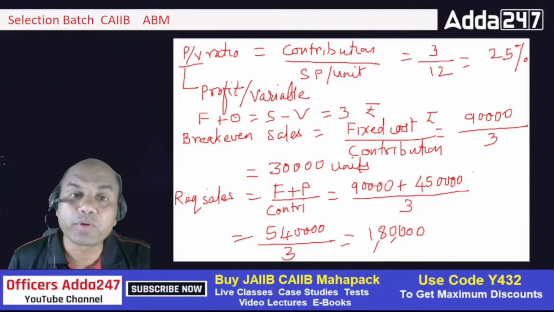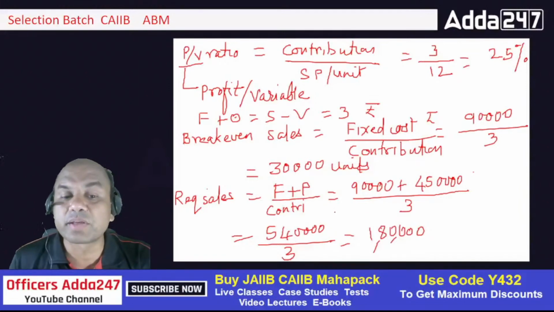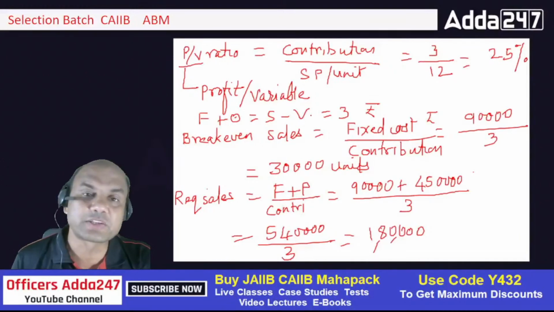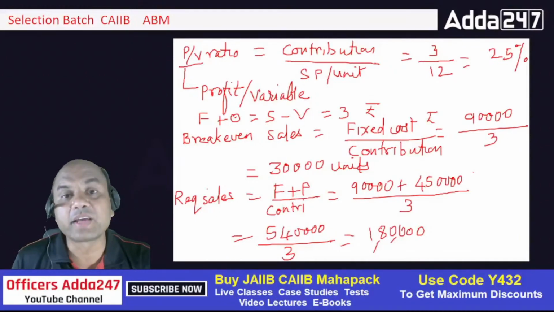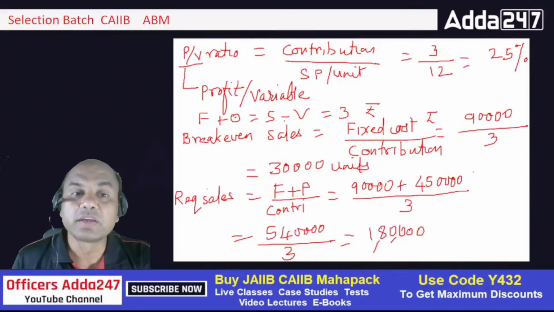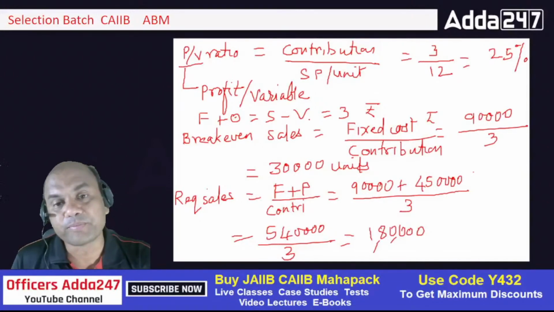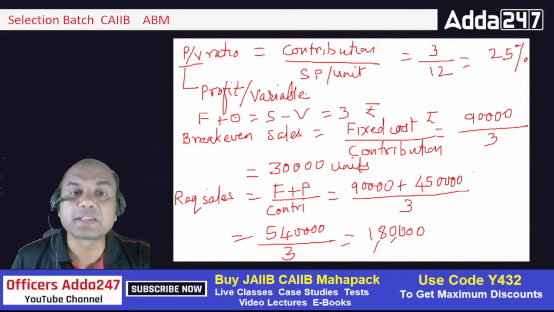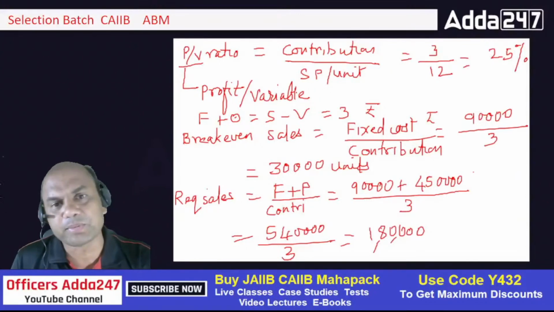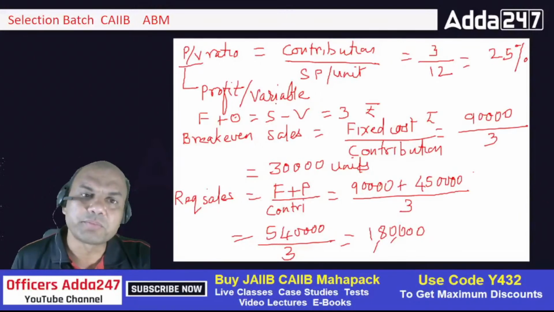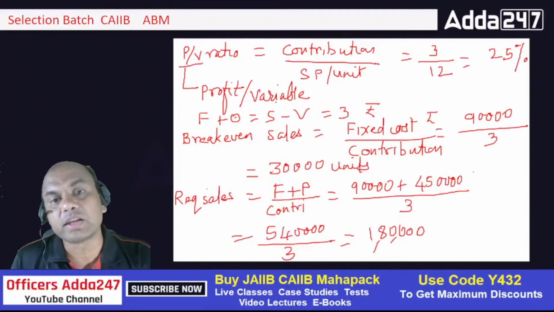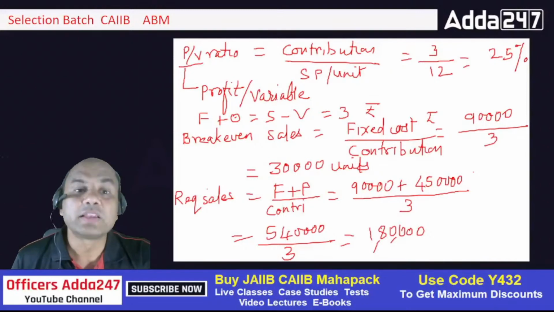So this is the main point. If you are in any company, you will require this required sales formula, F plus P upon S minus V. And importantly, from the CAIIB point of view, it is asked in the exam either in ABM or in BFM. If you check the previous papers, it is asked in either of them because this is a common topic for both ABM and BFM. That's why I have given it in both these units today.